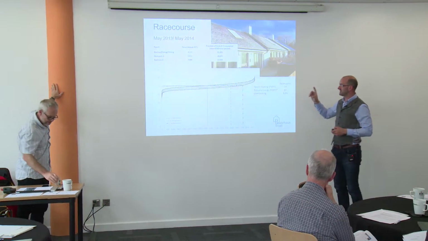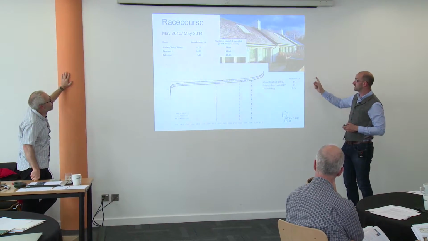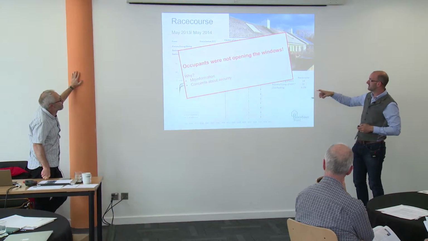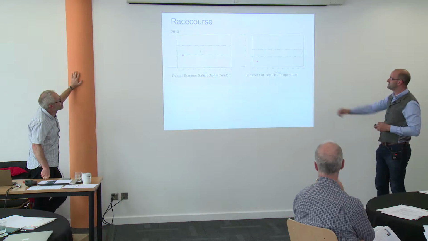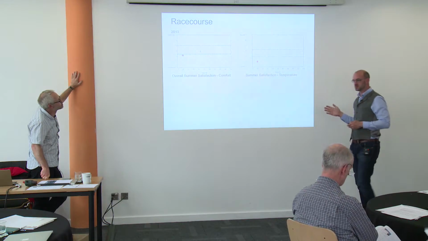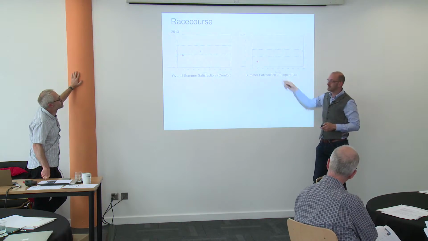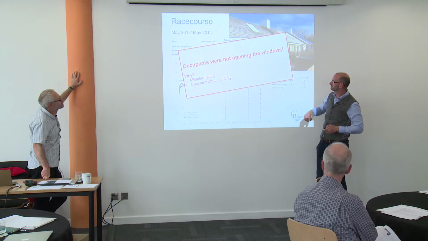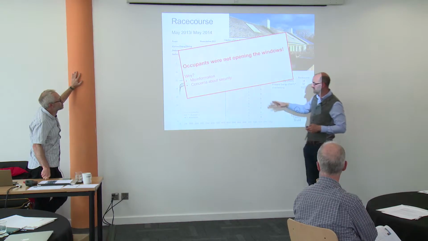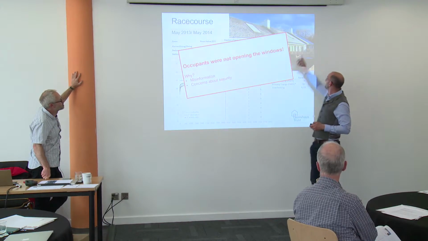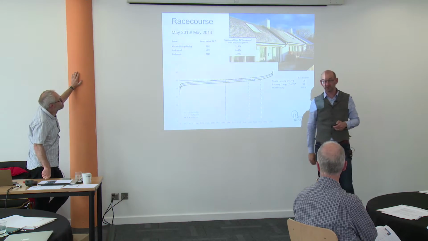Basically, this is Racecourse, which was the first passive house project I worked on. 28 houses. So basically, you remember that S profile that we looked at earlier on. What we had was a situation whereby this house on the end actually goes over 25 degrees Celsius for 50% of the year.